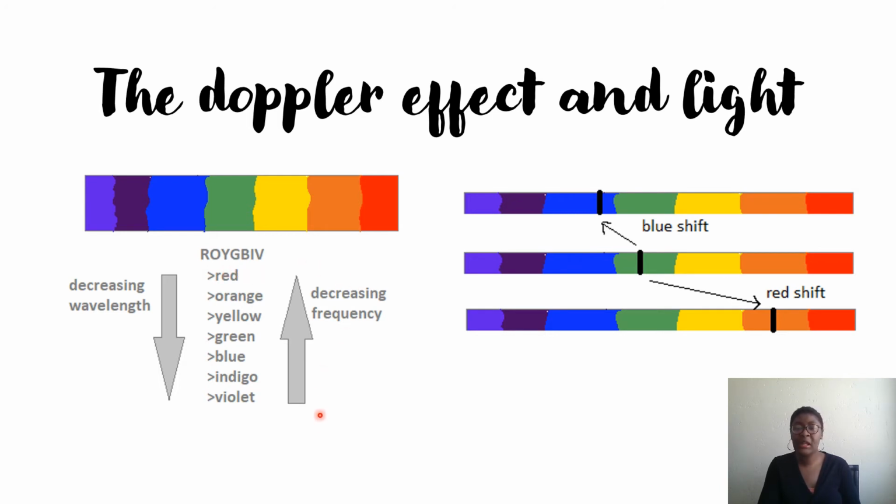Okay. Now, the next thing you want to remember is that red will have the smallest frequency and the highest wavelength. Okay, so your wavelength goes downwards, decreasing, and your frequency goes upwards, increasing. So violet will have the greatest frequency, and red the smallest frequency, and violet the smallest wavelength, and red the highest wavelength.